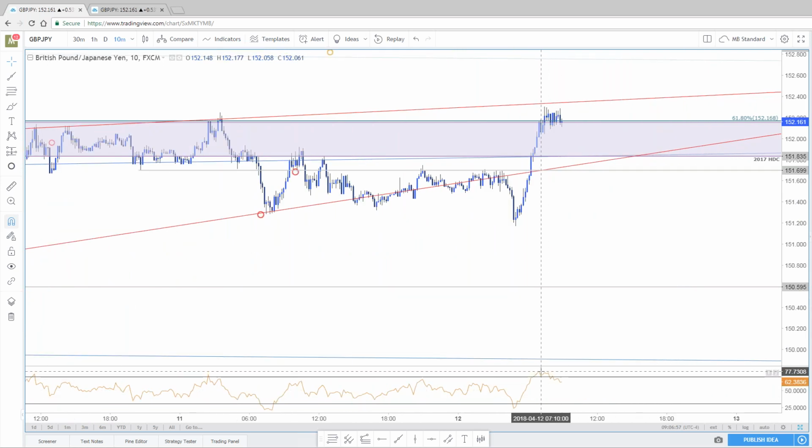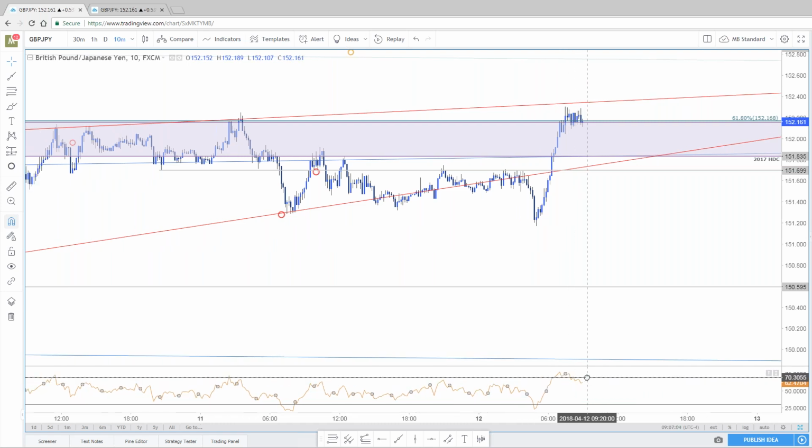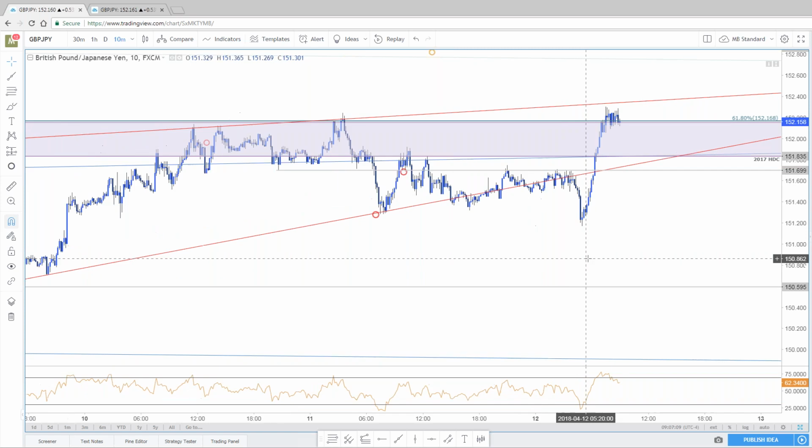So waning momentum, break back below 70 rather. You didn't really see so much of a correctionary move lower in near-term price. So that's not really that bearish. That's resilience in price actually.